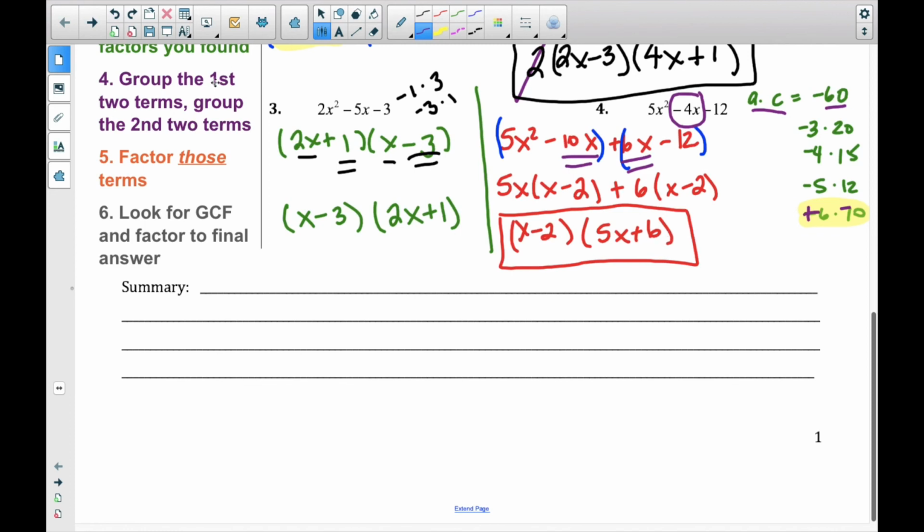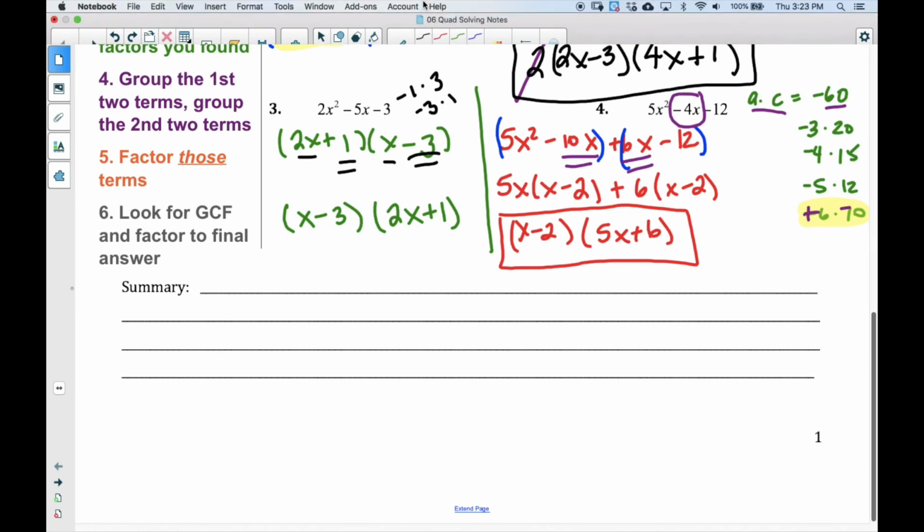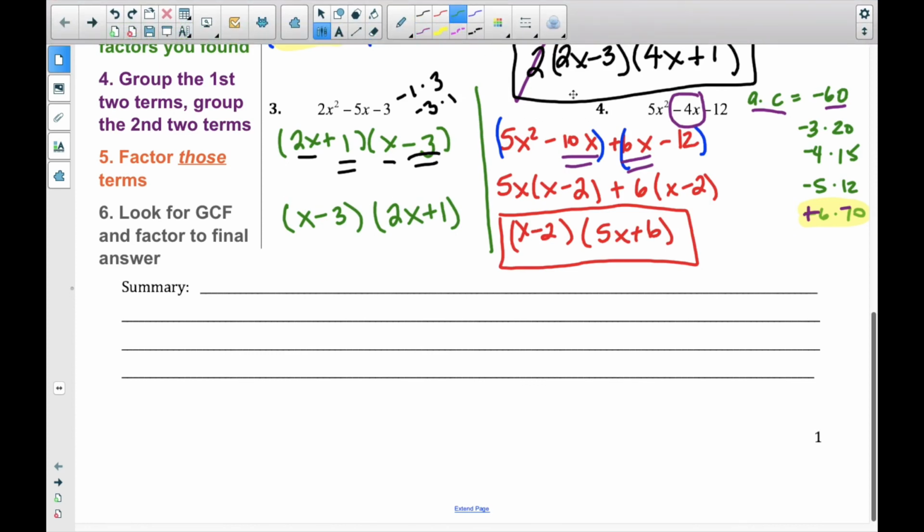Now, I will also say you might have come up with a different combination. In other words, what you might have done is put your positive 6x over here and your negative 10x over here. If you had a positive 6x and a minus 10x, then what you would have is an x factoring out of this one and a minus 2 factoring out of this one, and then you have your 5x plus 6 in the leftovers. And so you would have the same thing, you would just have it in a different order, and that's okay.